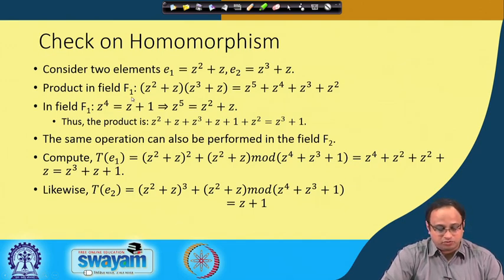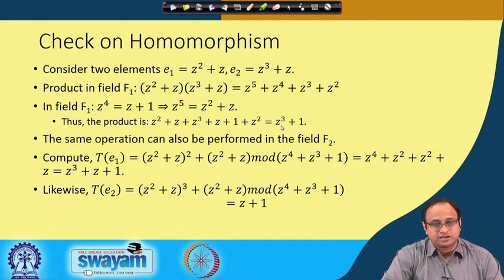Therefore, if I want to do the product in the field F1, that is simple. I will take Z square plus Z, multiply it with Z cube plus Z. So, I will get Z power of 5 plus Z power of 4 plus Z power of 3 plus Z square. In the field F1, I know Z to the power of 4 is Z plus 1, and Z to the power of 5 is Z square plus Z. So, if I substitute this, then the product becomes Z square plus Z plus Z cube plus Z plus 1 plus Z square, and that becomes equal to Z cube plus 1. So, I get the result as Z cube plus 1.